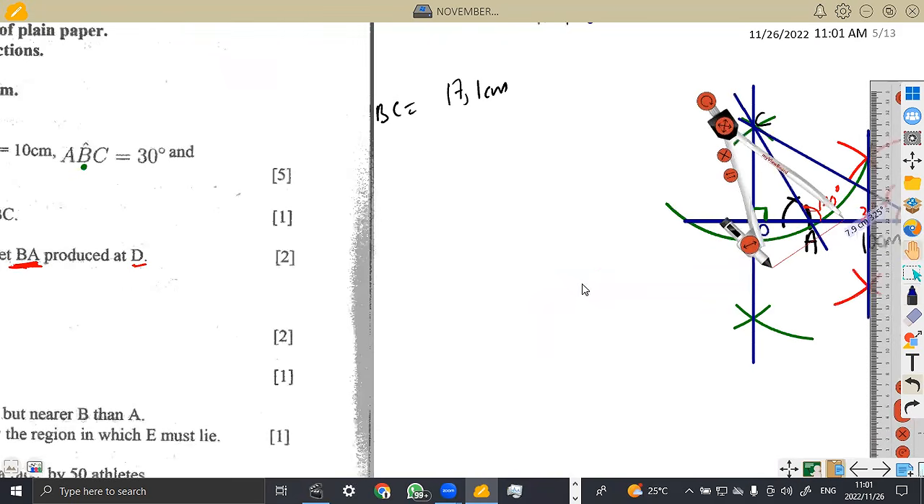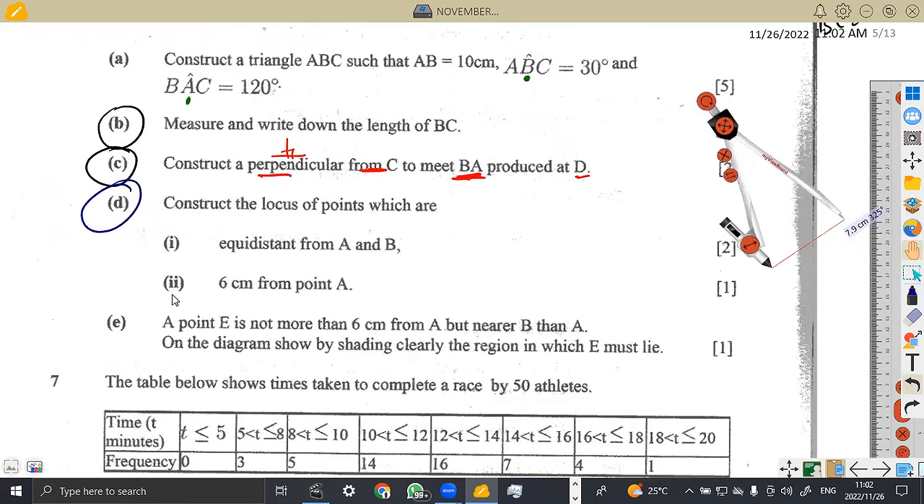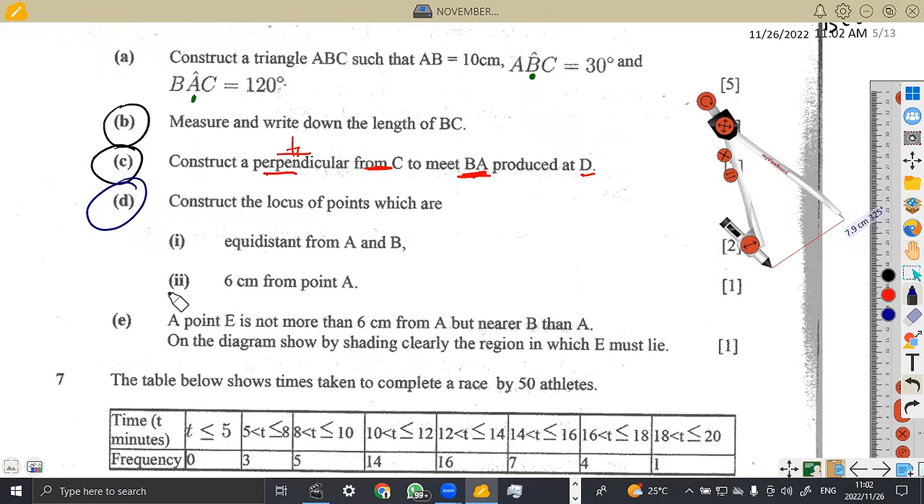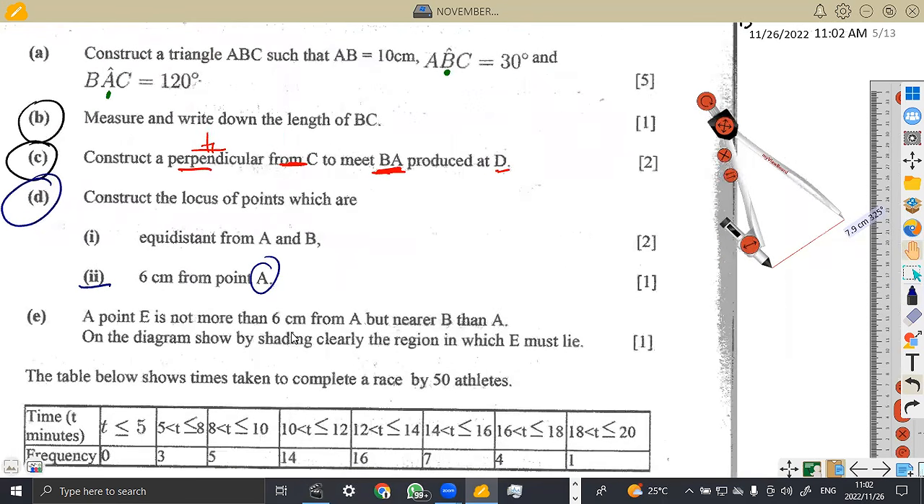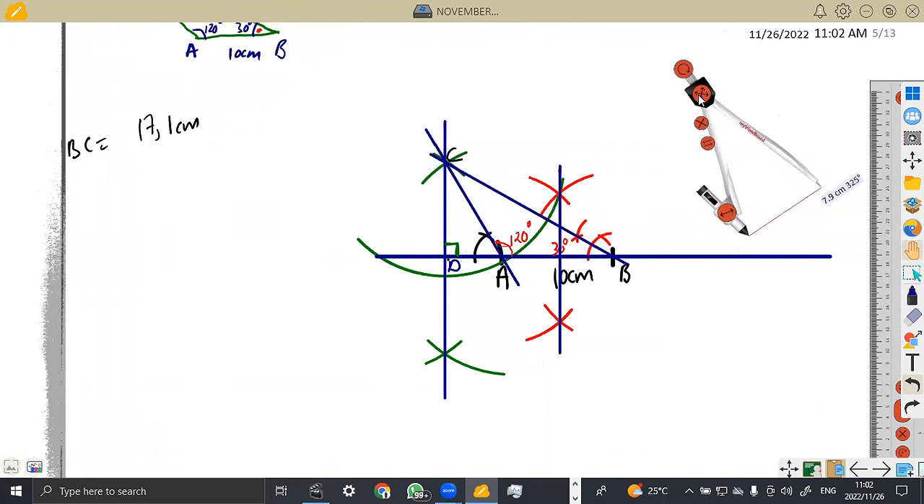The other part, we are now given 6 centimeters from point A. So 6 centimeters from a given point, that's a circle. I talked about this: locus of points equidistant from a fixed point A. It is going to give us a circle of radius 6 centimeters at point A. So from point A here, all we need is to measure 6 centimeters.